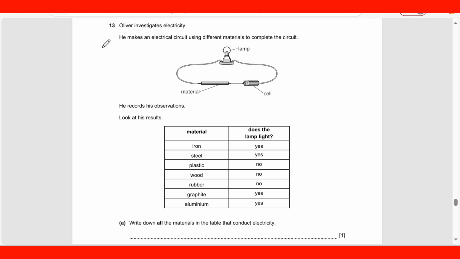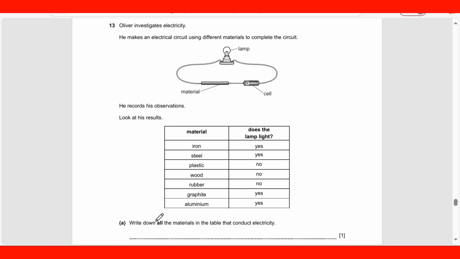Question 13. Oliver investigates electricity. He makes an electrical circuit using different materials to complete the circuit. So, as we can see, lamp, material, and cell. He records his observations. Look at this table. Material: iron, steel, plastic, wood, rubber, graphite, aluminium. Does the lamp light? Yes for iron, no for plastic, yes for steel. Wood, rubber, no. Graphite and aluminium, yes and yes.